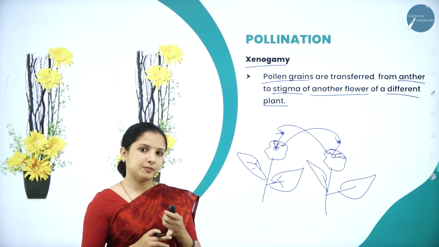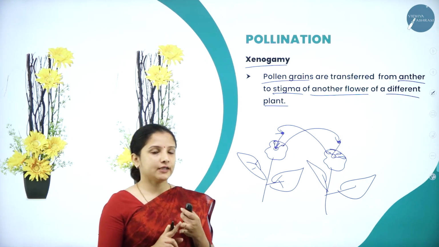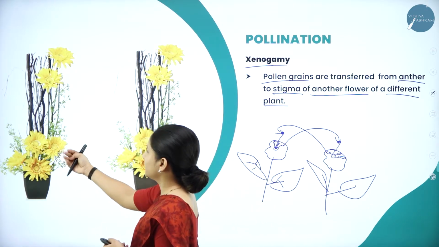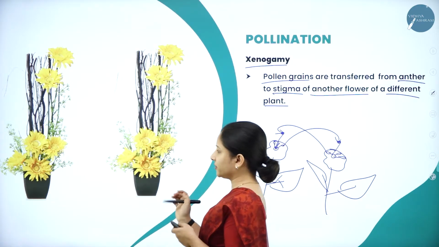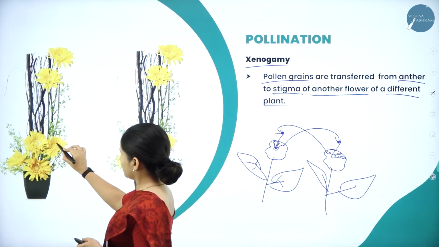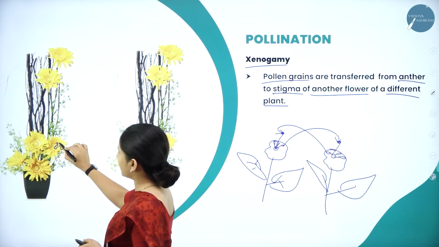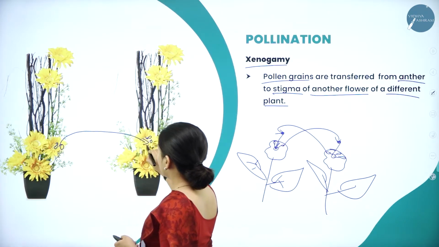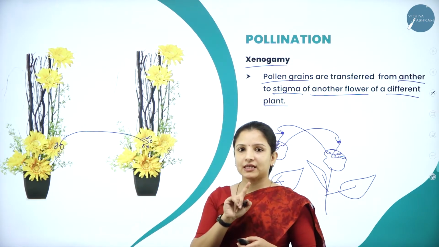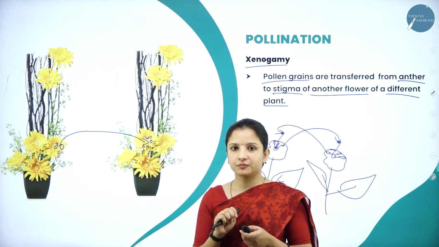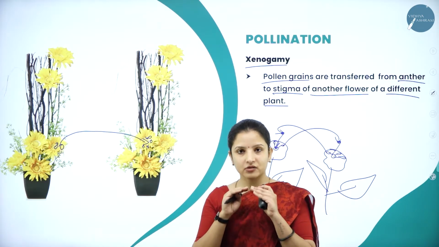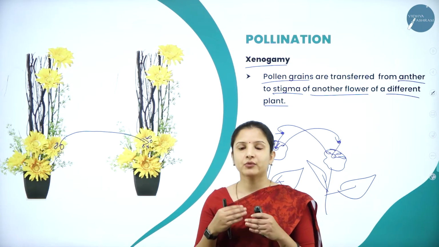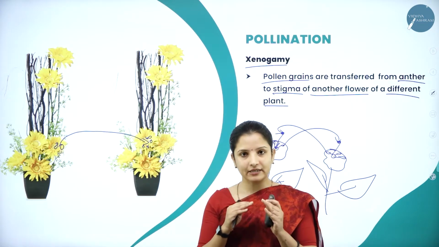Both Geitonogamy and Xenogamy are called cross-pollination. Here you can see I have two different Gerbera plants. If the pollen grains are transferred from the anther to the stigma of the flower of a different plant, remember, it should be of the same species. If it is not of the same species, then the pollen grains will get rejected. You'll study this in detail in the coming sessions, when you study the pollen-pistil interaction.